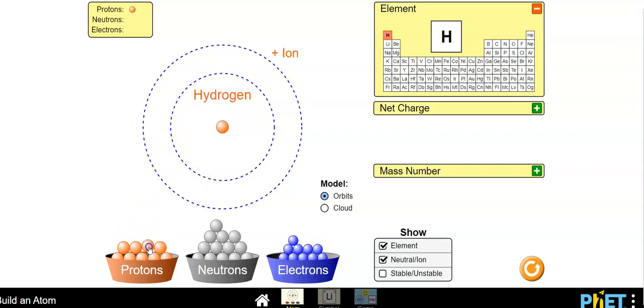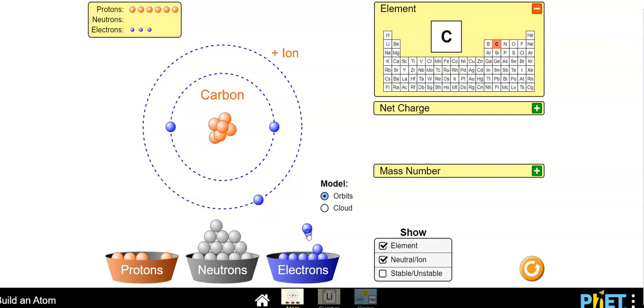We'll build carbon. It's going to have 6 protons and 6 electrons. 1, 2, 3, 4, 5, 6. Let's spread them out. There we go.